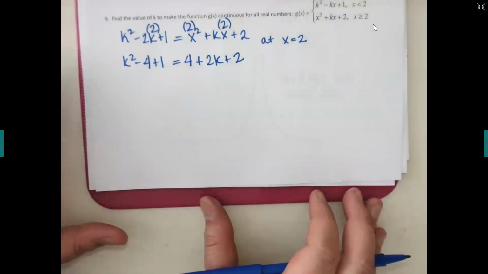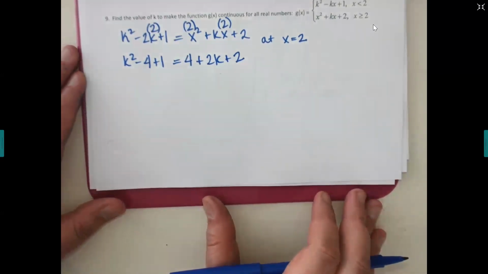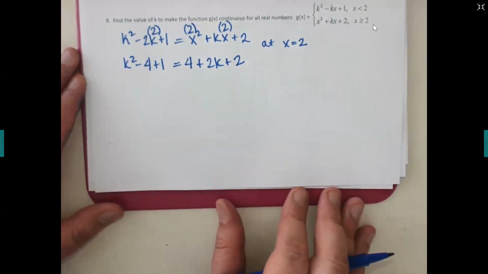Did you plug it in for the k on accident? No, how was it first? Yeah, because that doesn't simplify because we don't know the value of k, right?